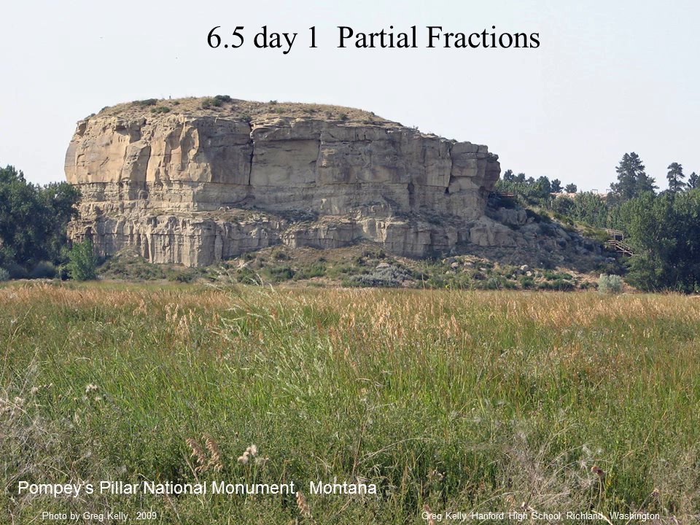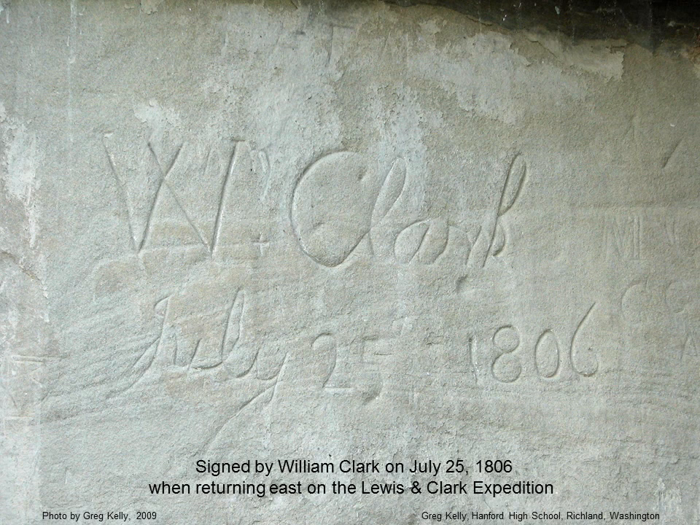This is Pompey's Pillar National Monument in Montana. It is significant because William Clark stopped here on his return trip east from the Lewis and Clark expedition, climbed to the top of the hill to get a look around. And what's interesting is he carved his name in the side, and there's a staircase where you can actually go up and see where he carved his name on July 25th, 1806. It's now covered with glass, but it's still there.